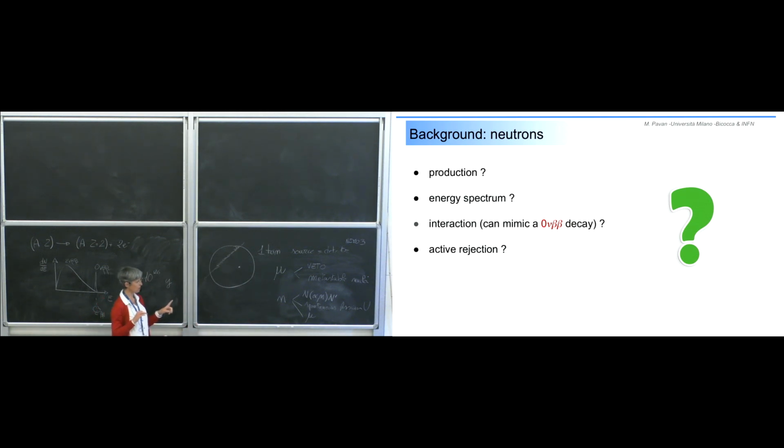Keep in mind these sources I've described as a mechanism of neutron production inside the rock of the mountain. But the same three processes can take place in the infrastructure and in my detector. Okay?